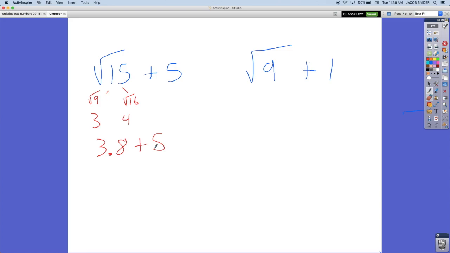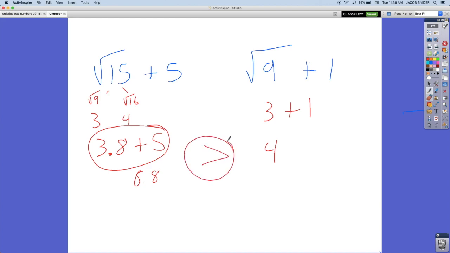All right, over here, what do I have? I have the square root of 9 plus 1. The square root of 9 is 3, plus 1, so I know this answer over here is 4. Well, I already know, look at this, guys. 3.8 and 5. That's going to be 8.8. So is 8.8 greater or less than 4? Greater than. Okay?